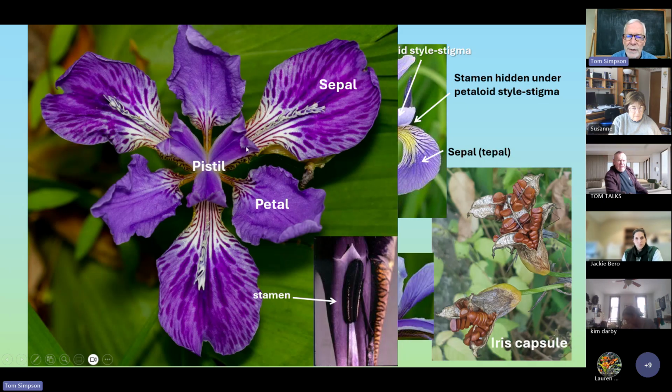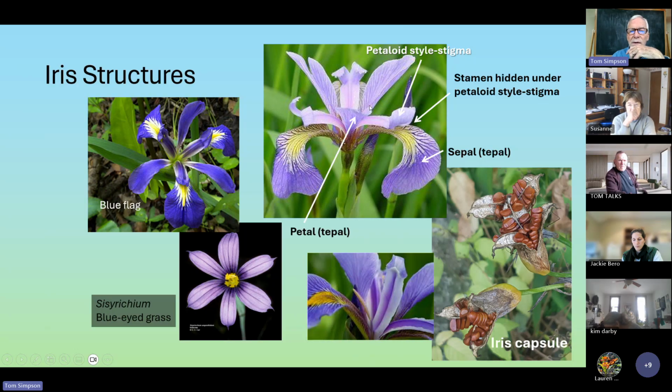So this is the part that would receive the pollen. As a pollinator lands and goes up this sepal, it would run into here and it would contact this flap of the pistil and deposit the pollen, and then pick up pollen from this plant, from the stamen underneath, really the petaloid style here. So that's a fascinating structure of the iris family.